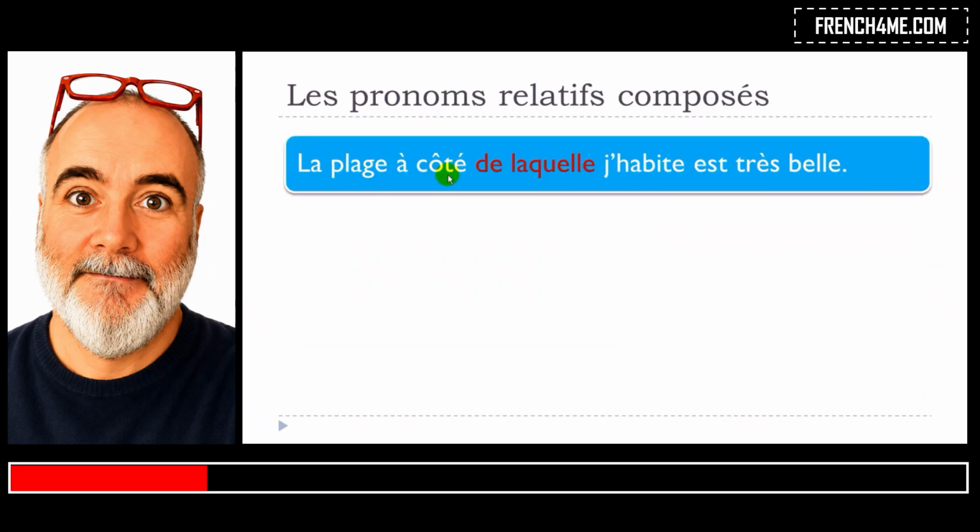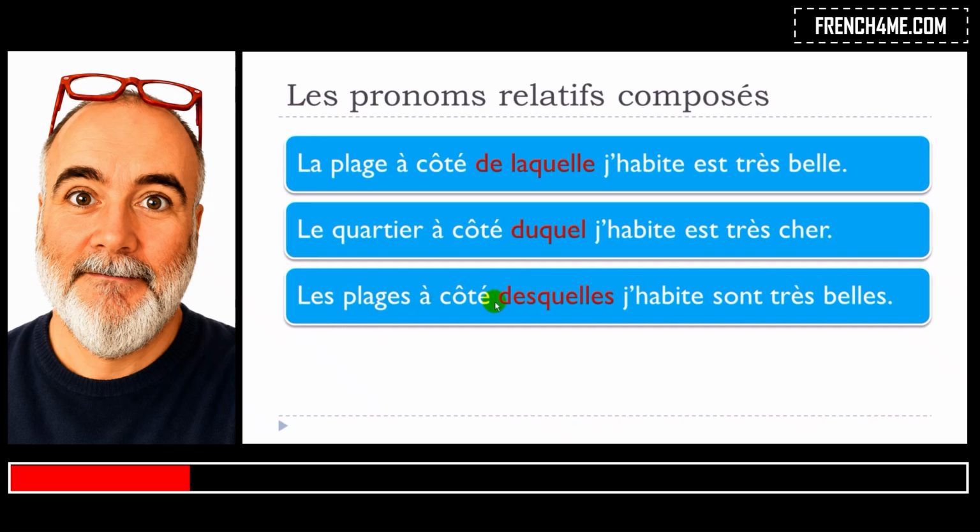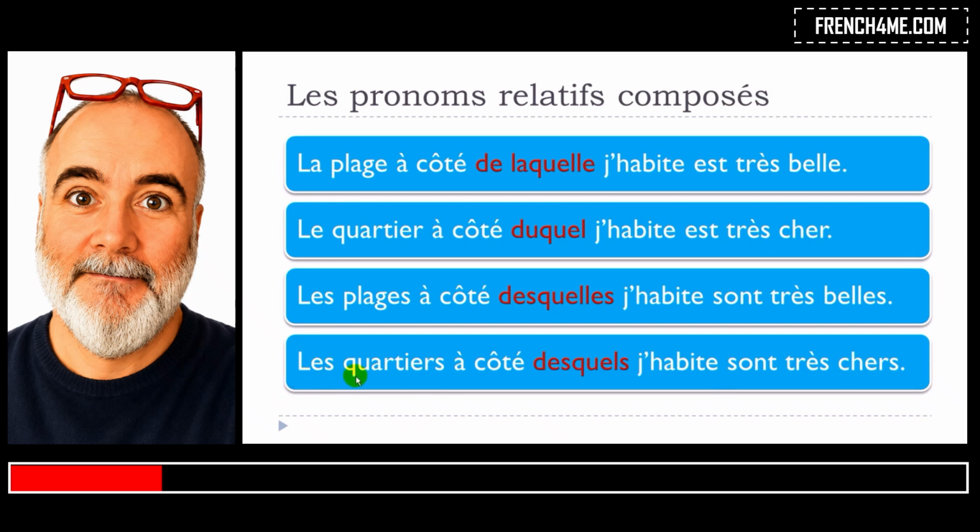So, la plage à côté de laquelle j'habite est très belle. In that case you've got the feminine singular. Then, le quartier à côté duquel j'habite est très cher. It's the masculine singular. Then, les plages à côté desquelles j'habite sont très belles. Same thing as we had previously. Keep in mind that here at the end you've got your verb that is directly connected to your subject, so it's plural now, so your verb should be plural. Les plages à côté desquelles j'habite sont très belles. And then les quartiers à côté desquels j'habite sont très chers.